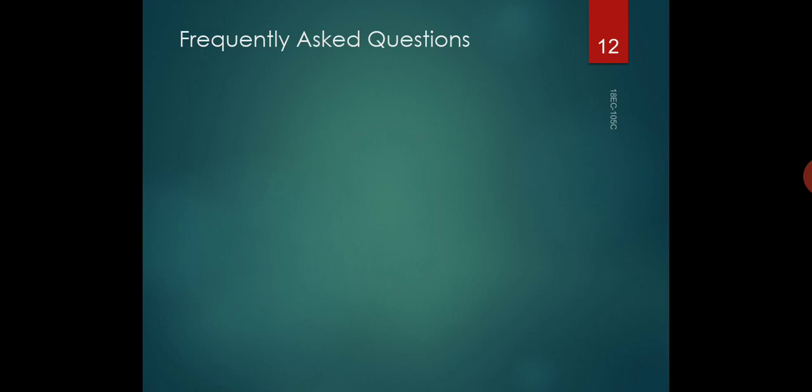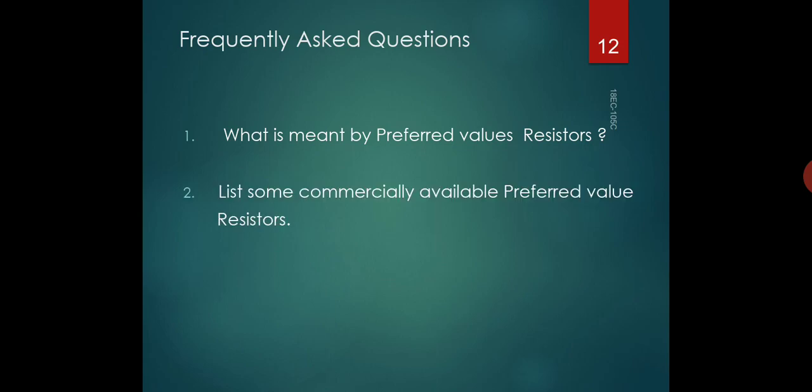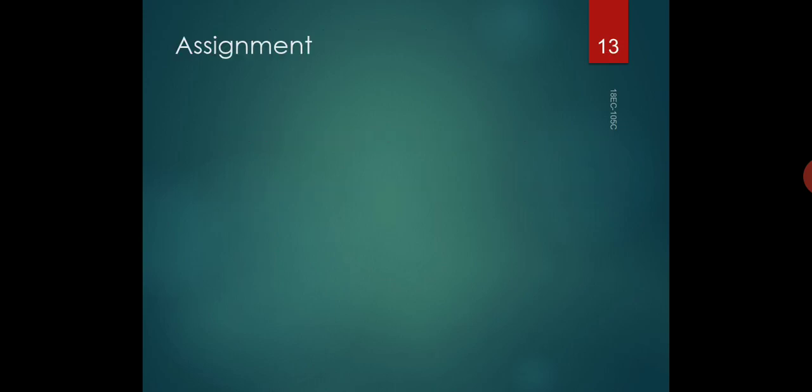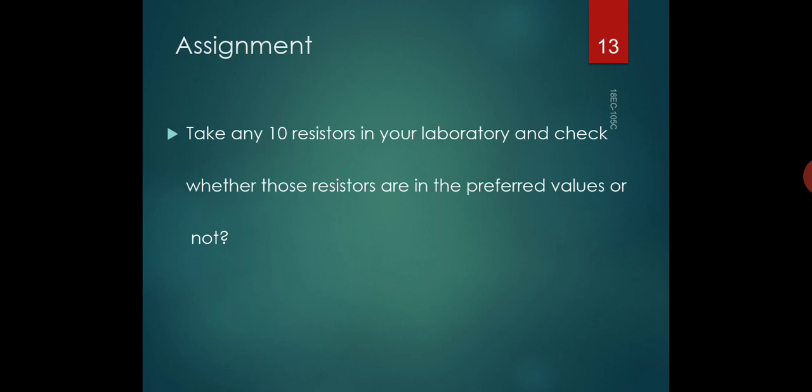Now let us look at the frequently asked questions for your exams on the topics we have covered. What is meant by the preferred values of resistors? List some commercially available preferred value resistors. You can work on an assignment like this: take a bunch of resistors, say about 10, from your laboratory and check whether those resistors are in the preferred values or not.